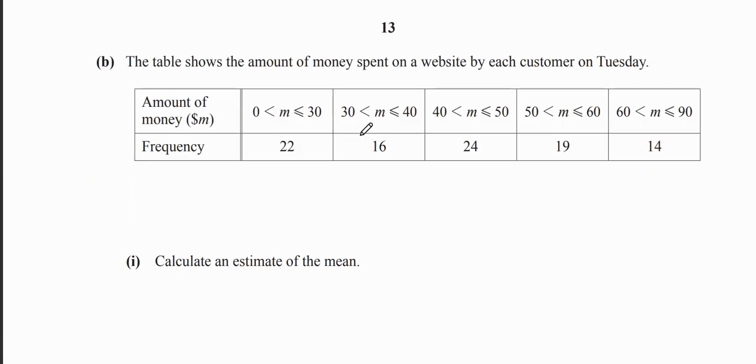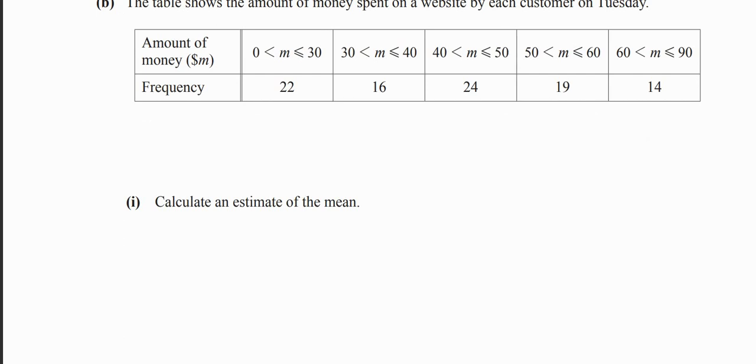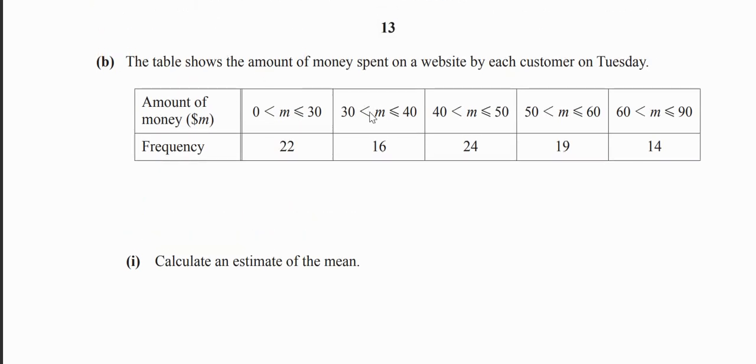Next question says the table shows the amount of money spent on a website by each customer on Tuesday. Alright, calculate an estimate of the mean. So look, in order to calculate the mean, you need to first find the middle value. It will be 30 plus 0 divided by 2. So this is 15. Then 30 plus 40 divided by 2, which is 70 divided by 2 is 35. 40 plus 50, 90. 90 divided by 2, 45. 50 plus 60, that's 110 divided by 2, 55. And 60 plus 90, that's 150 divided by 2 is 75.